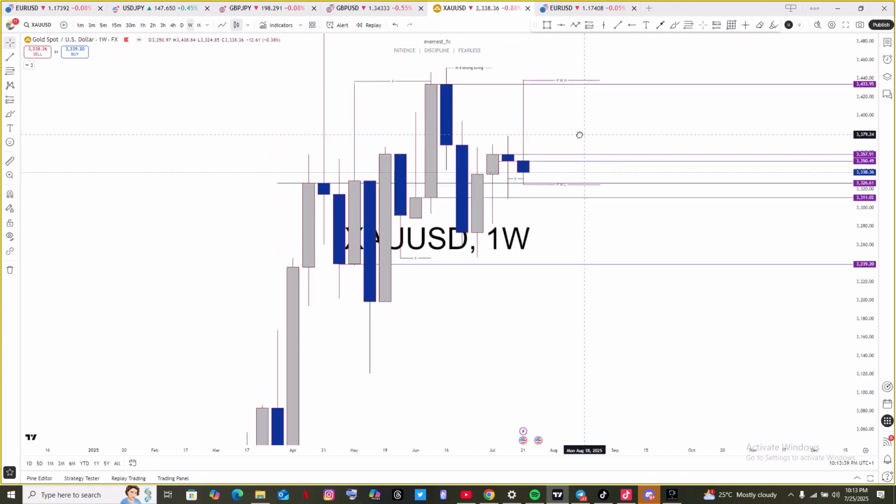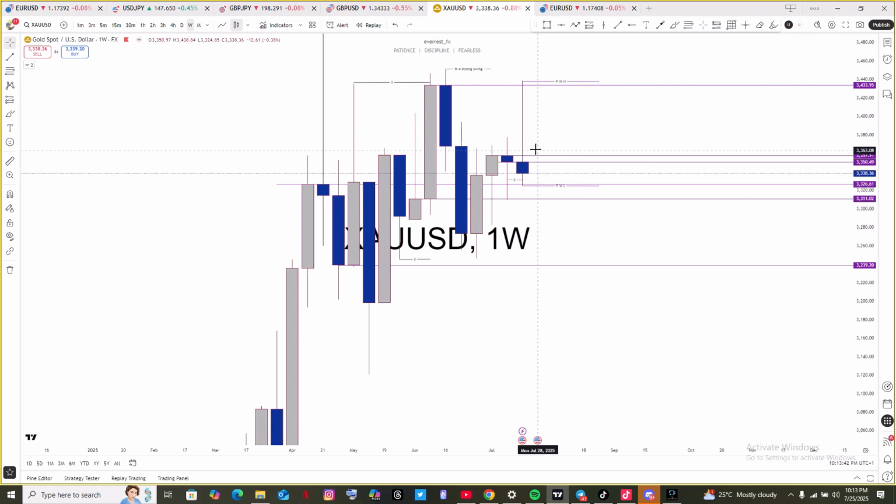And this is our high. Now, where was price reacting to? Price was reacting to this high. Look at this place. This key level. This week was reacting to this zone and it closed bearish.